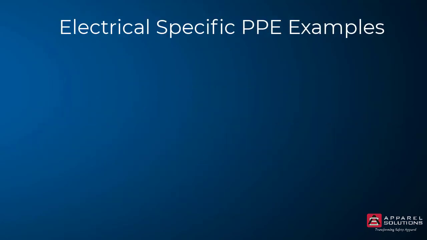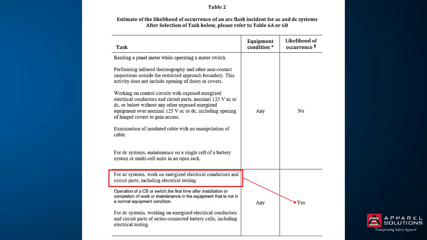Let's look at a specific example. We've chosen the task from Table 2 for AC systems, work on energized electrical conductors and circuit parts, including electrical testing. A very common task completed by electrical workers. As we can see, the likelihood of occurrence is yes. If the answer is no, then there is really very little likelihood of occurrence and no electrical specific PPE for arc flash protection would be required.